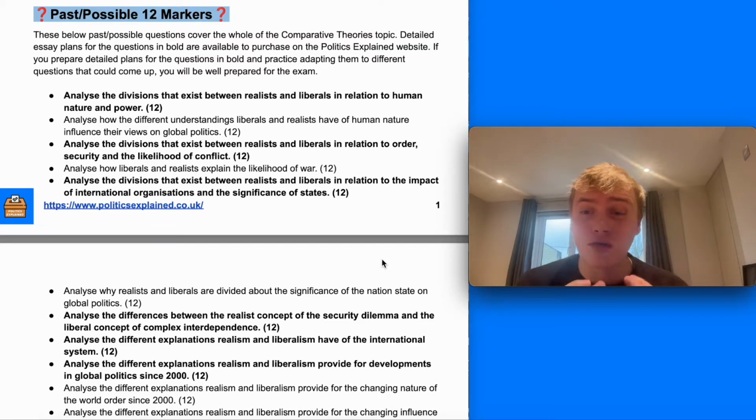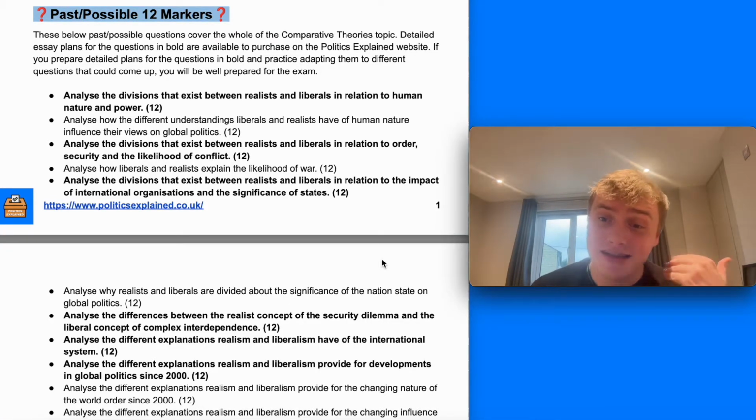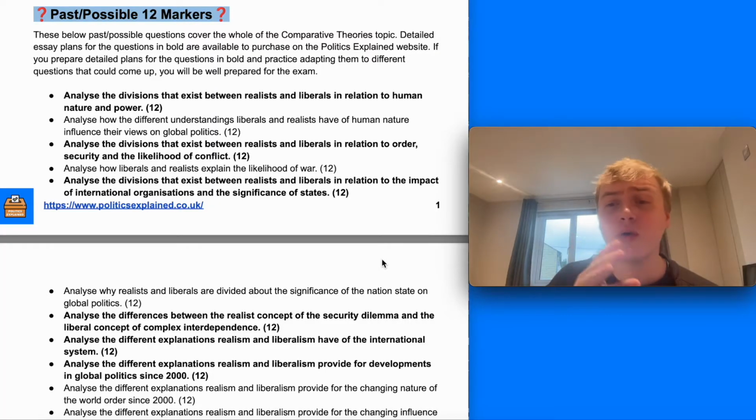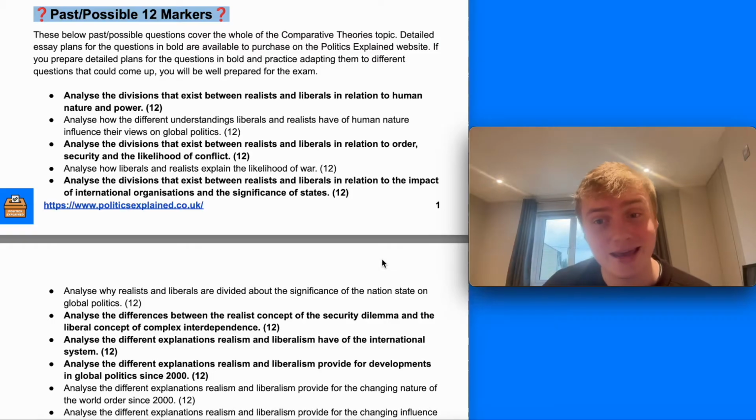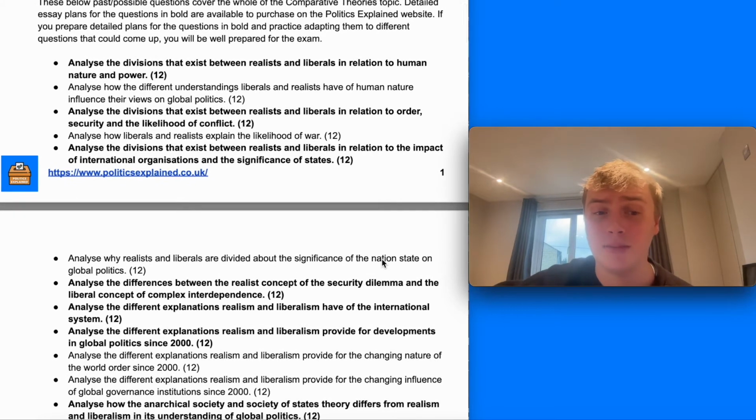So you need to know realism and liberalism in real depth. All the questions in bold, you can purchase on the Politics Explained website. There's detailed 12 marker plans for them if you're interested as part of the global 12 marker plans. If you know these questions in bold really well and plan for them in detail, and I think for this topic in particular, this 6th subtopic, you can be very well prepared by doing a lot of detailed essay plans, you should be really well prepared to answer pretty much any question that comes up in the exam.